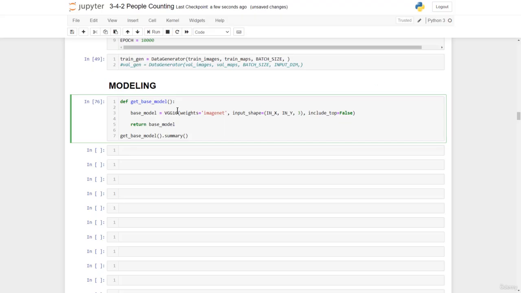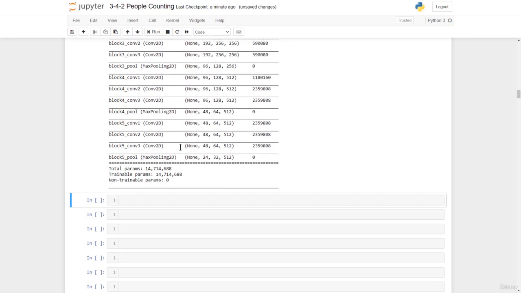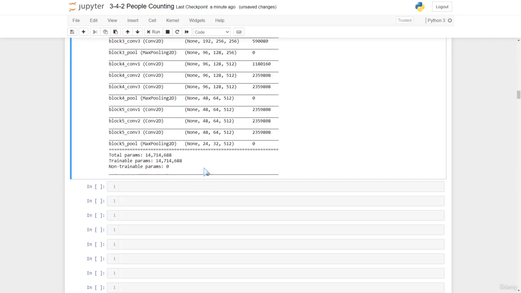Now looking at the code, we are going to fine-tune our VGG16 model, which has been trained on ImageNet. We have the input, and in fact we have the input shape right here. We don't include the top. So let's run this. Here are the results we obtained for our VGG16 model. We see that it's a 14 million parameter model, which takes in this input and then goes right up to this, because we don't include the top.